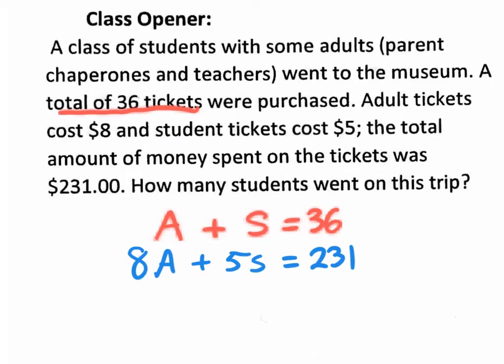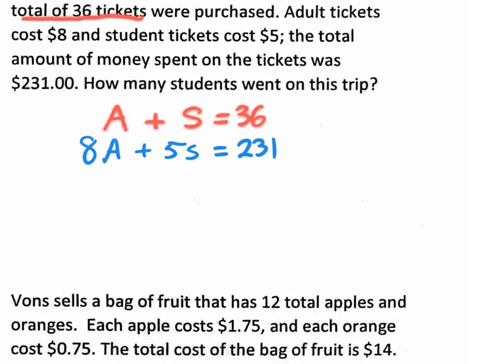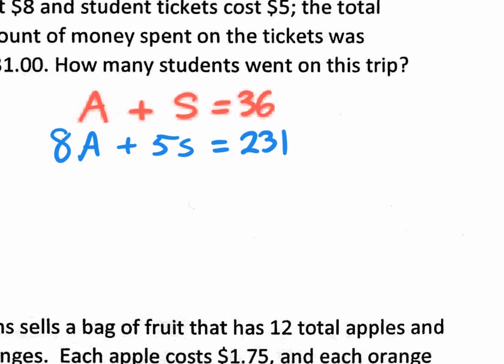So let's just now focus in on this system right here. And the system, we need something to cancel. So do you guys want the adults to cancel or the students to cancel? I think it's a little easier to cancel out students because it's a smaller number. If we multiply the top equation by -5, it'll get ready, this positive 5s. It'll become a negative 5s, which will cancel with the positive 5s. So let's do that.